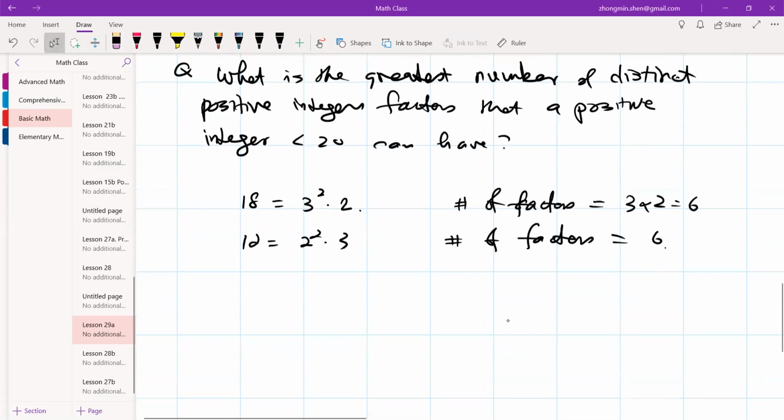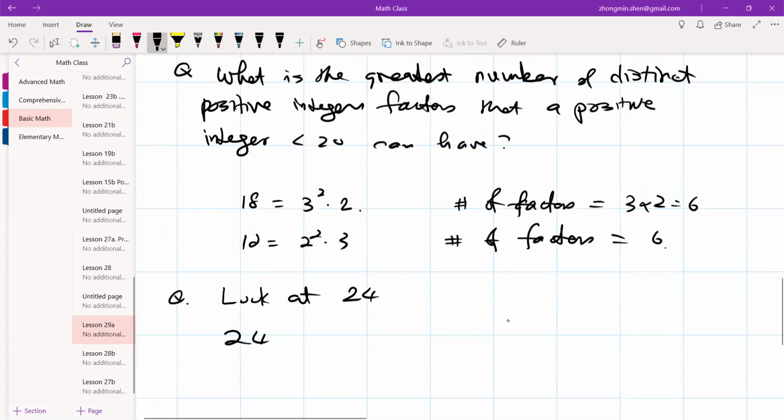Okay. Now, if I change the problem a little bit. For example, if I change the less than 20 to less than 24, then 24 is 8 times 3. 24 has how many factors? 8 factors. Okay. Yeah, look at that. Let's look at 24.